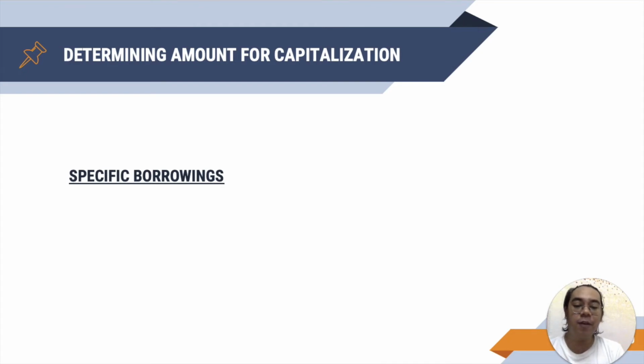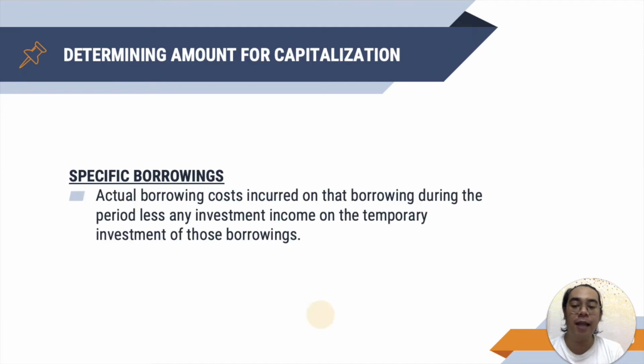For specific borrowings, the amount to be capitalized is the actual borrowing cost, less any investment income on temporary investment of those borrowings. So if you borrowed and then temporarily invested, and you gained income from that investment, then you deduct that from the actual borrowing cost. Whatever the answer is, that is the borrowing cost to be capitalized.